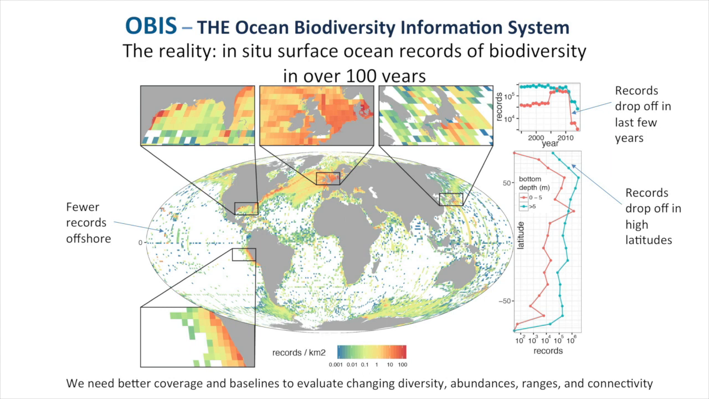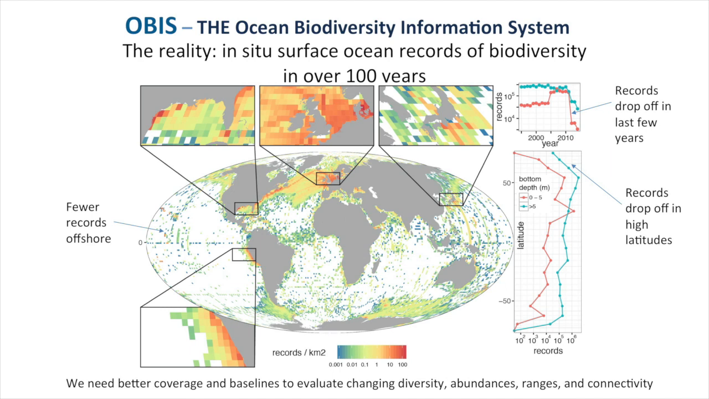And that is something that we would like to understand. But the reality is that the in situ databases that we have, especially the open databases like the Ocean Biodiversity Information System, are not very complete. Here, for example, is a representation of the number of records that we have in OBIS over the past 100+ years. And in the surface ocean, basically in the upper 20 meters of the ocean, we find that most of the ocean doesn't even have any observations.